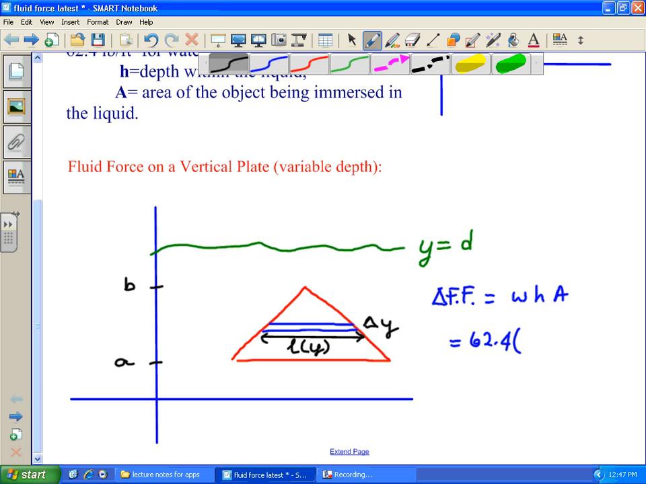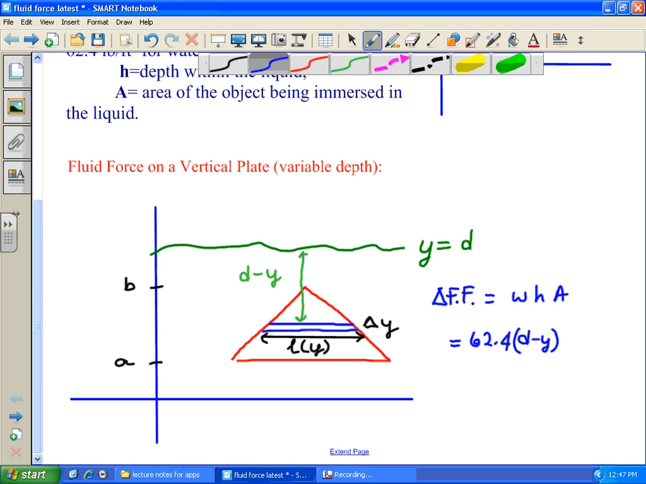So in this case, how can I represent the depth here as a quantity in terms of y? The depth would be this distance from here to here, how much water is above the rectangle. If that line is y equals d, where d is a constant, how would you represent that depth? D minus y. So this distance will be d minus y. Very good. That is my depth.